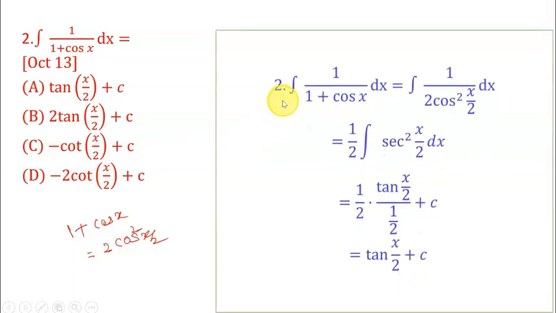See here, integral 1 upon 1 plus cos of x dx is equal to integral 1 upon 2 cos square x by 2 dx. Now 1 upon cos square x by 2 means sec square x by 2, and the integral of sec square is tan of x by 2 upon the derivative of x by 2. Derivative of x by 2 is 1 upon 2, plus c. After simplification you will get tan of x by 2 plus c, and hence option A is correct.